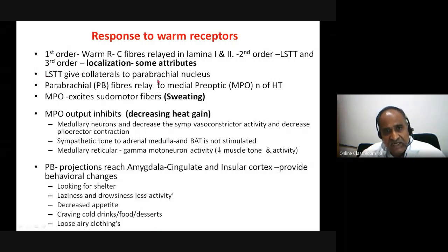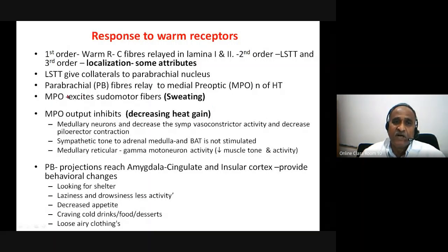Then the collaterals given to the parabrachial nucleus become very important, because the parabrachial outputs go to the medial preoptic nucleus of the hypothalamus.